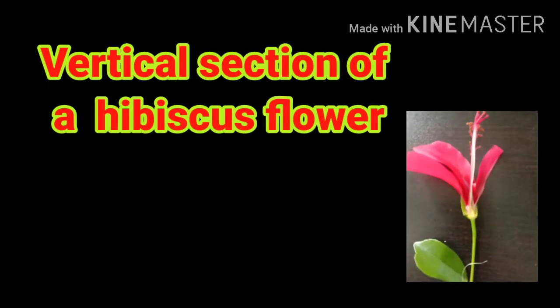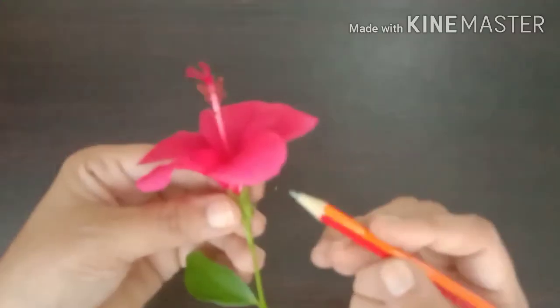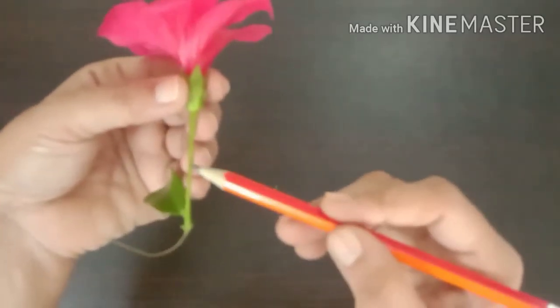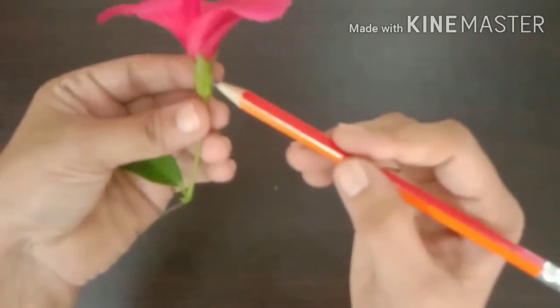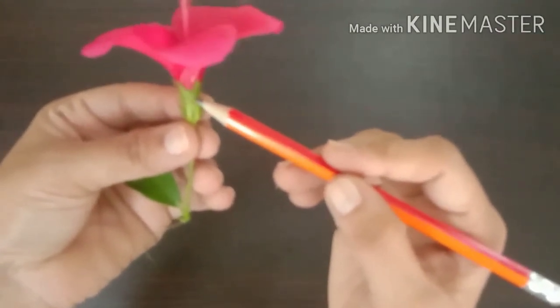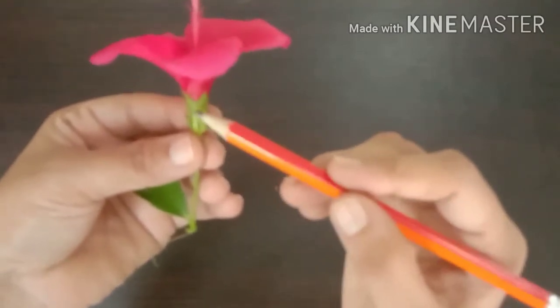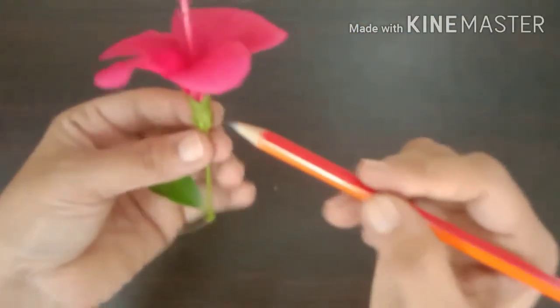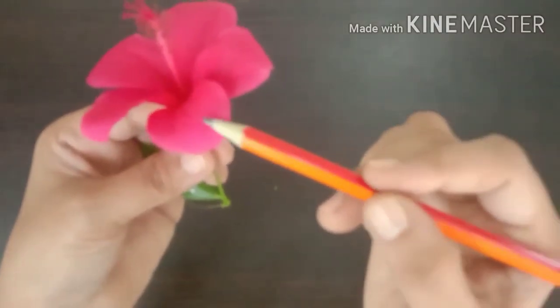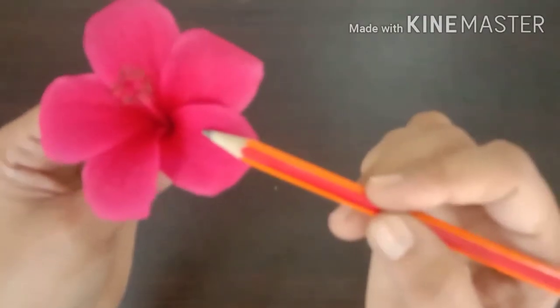Vertical section of a hibiscus flower. Students, this is hibiscus flower. You can see this is pedicel. This green part is calyx. When the flower is in bud condition, at that time this calyx protects all the inner whorls of flower. These pink color petals, this part is corolla, which attracts insects for pollination.